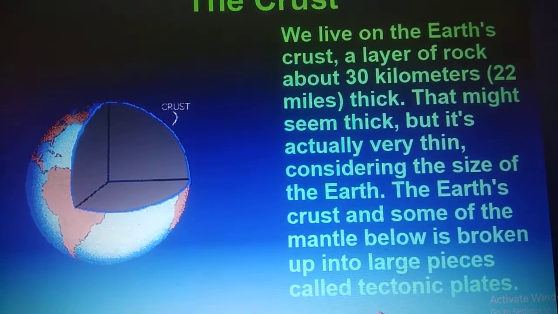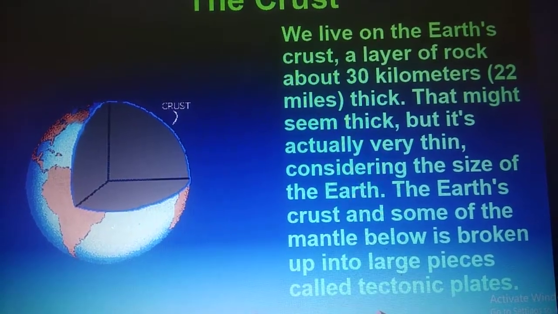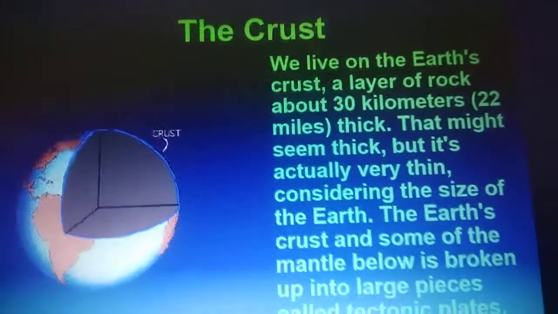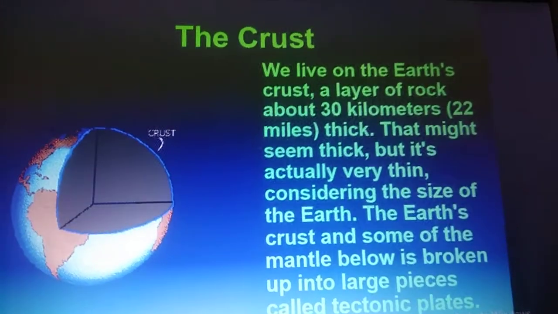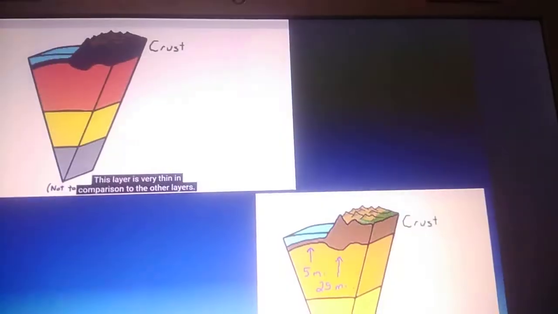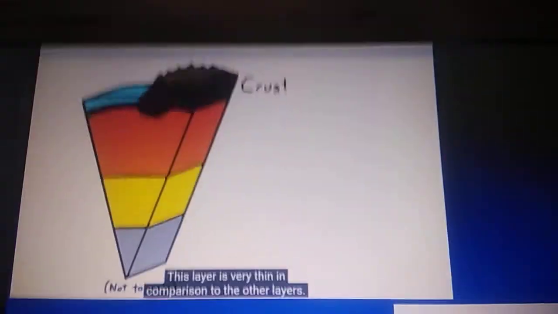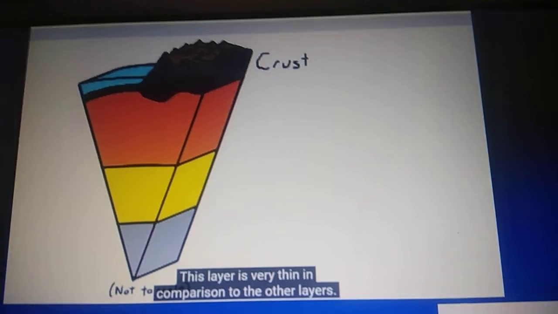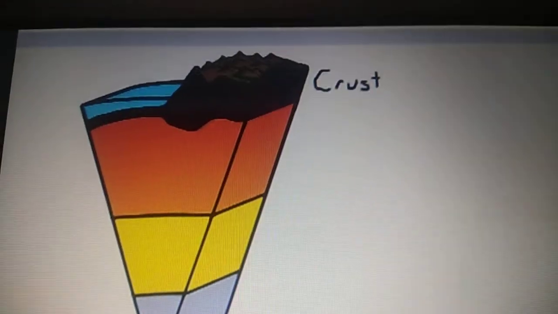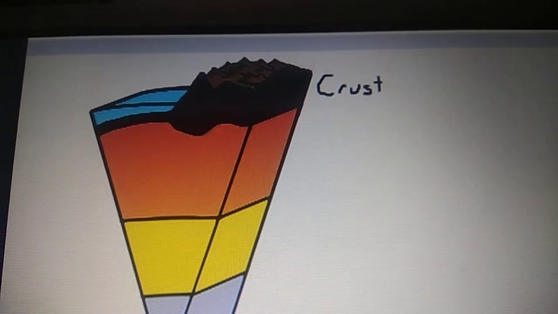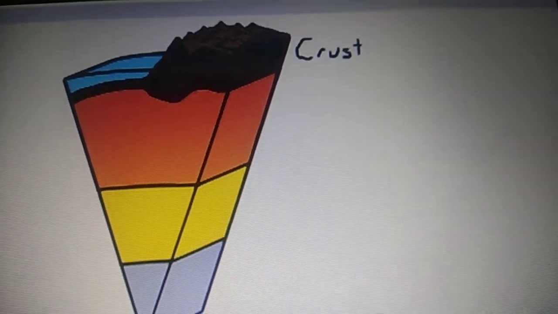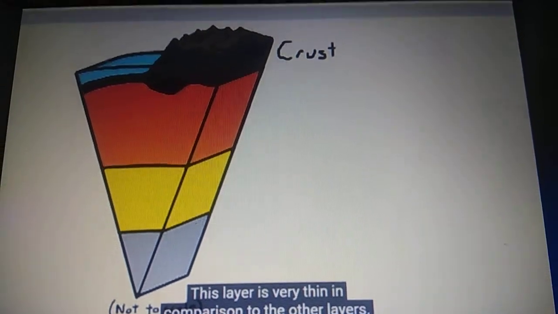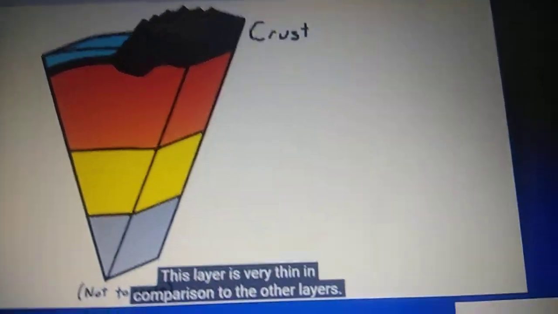I'll tell you about this later. And these broken pieces are called tectonic plates. Okay, now if I take a piece, as I cut the cake, you can see this is a piece of the cake. You know how when we cut a cake and take out the piece, it resembles this. So you can see the brown area, and the blue area is our crust. Now it is a very thin layer in comparison to other layers which we are going to study.